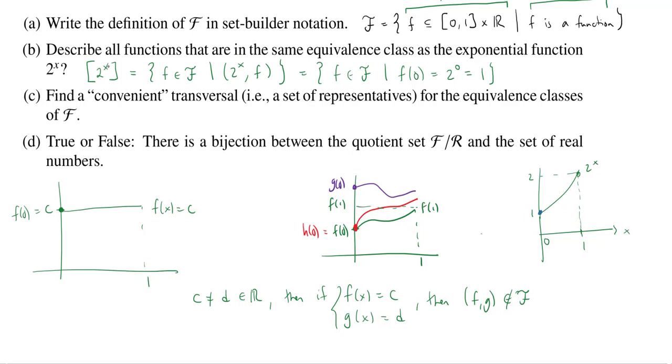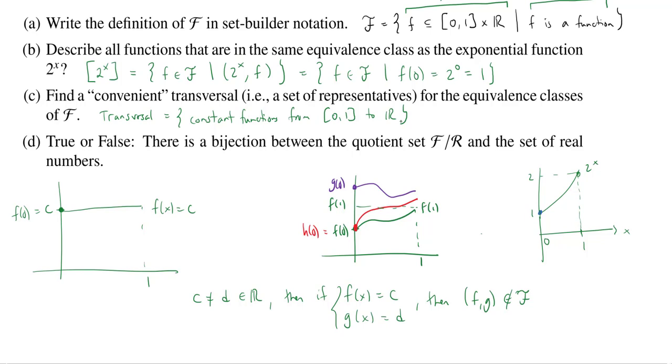So my transversal is going to equal the set of constant functions from [0, 1] to R. Okay, so that's a convenient transversal. Just take all the constant functions. Okay, you can come up with others. It's not the only convenient one, but it's pretty convenient in the sense it's easy to understand. It's easy to see that they're all different from each other, right? That is, they're in different equivalence classes.